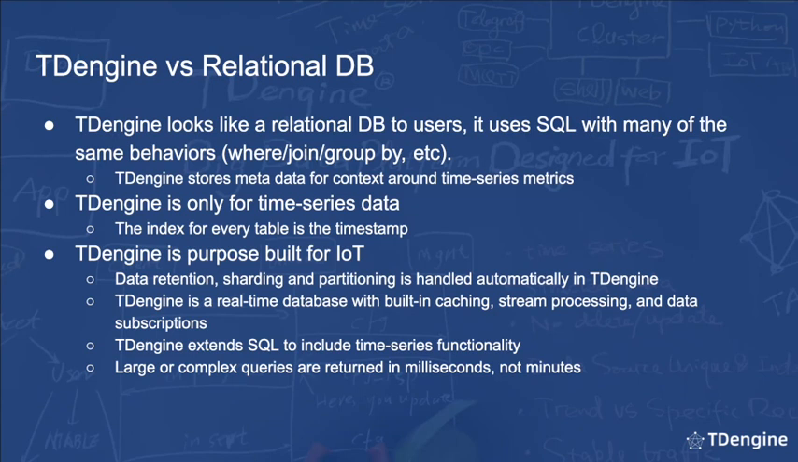TDengine is also a real-time database. So a relational SQL database is going to struggle with real-time operations. We've got, as I mentioned before, built-in caching, stream processing, and data subscriptions. It all makes it good for working with data in flight. We can work incredibly quick with data, and you can use it for your real-time applications.